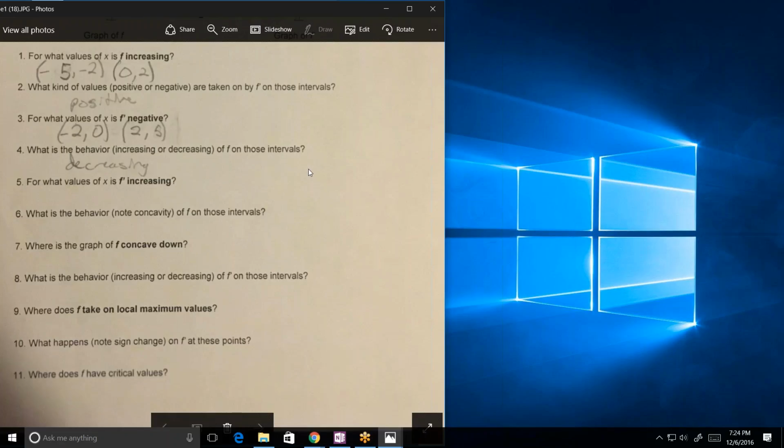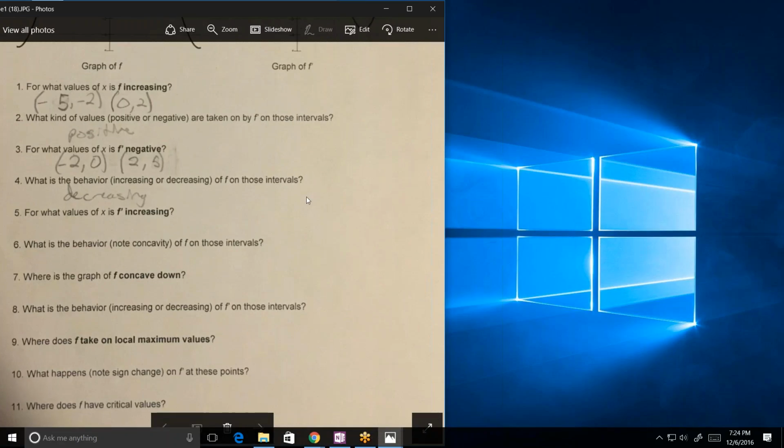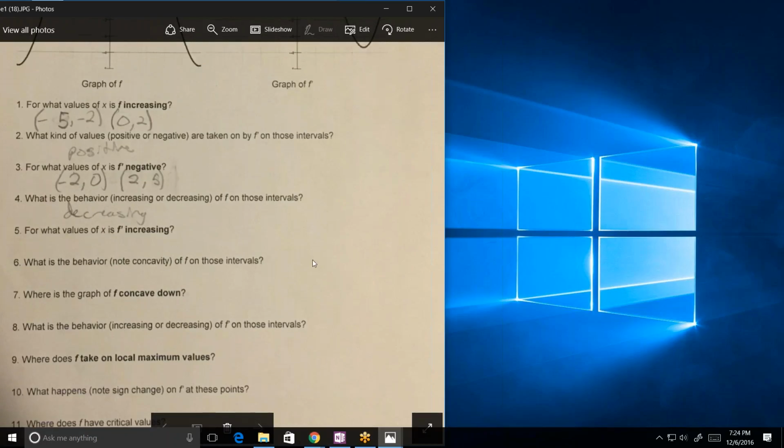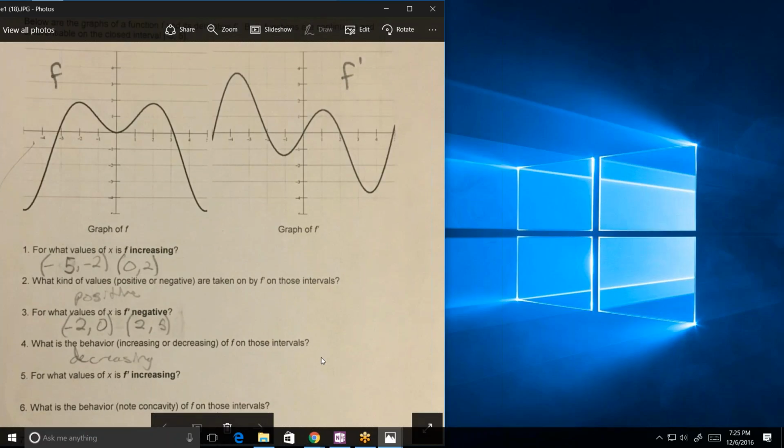Where does f take on local maximum values? Where are the local maximums? Negative 2 and 2. Correct. Where's the local minimums? 0. Correct. Now, you know the difference between local and absolute?